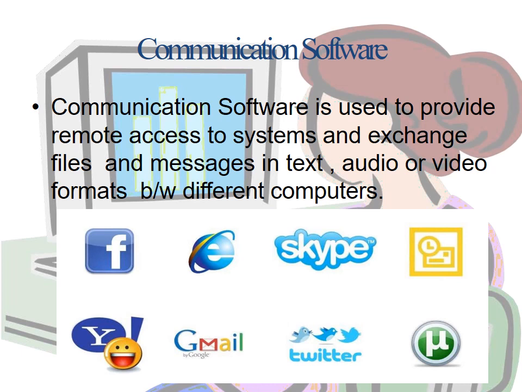Now here are the pictures of some communication software. The first one is Facebook, Internet Explorer, Skype, and then Outlook Express, Yahoo Messenger, Gmail, Twitter, and then of course uTorrent. Now we may be using even WhatsApp, and then Zoom. So these are all what? Communication software.